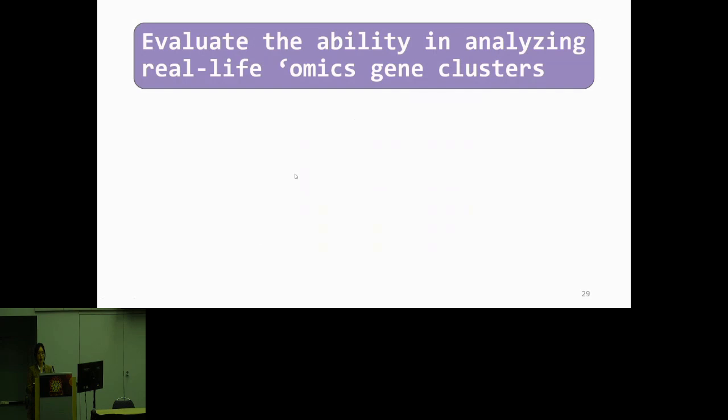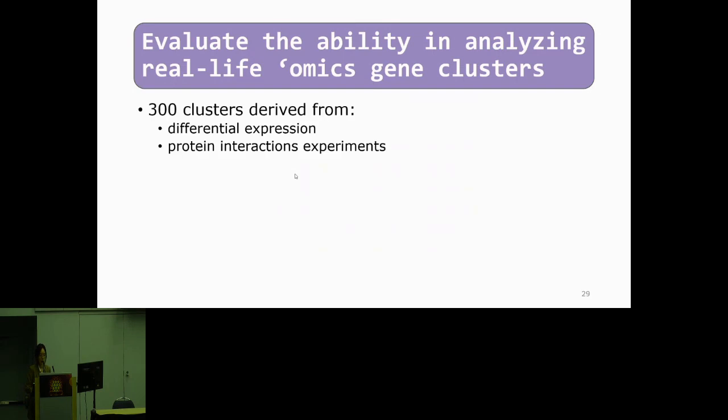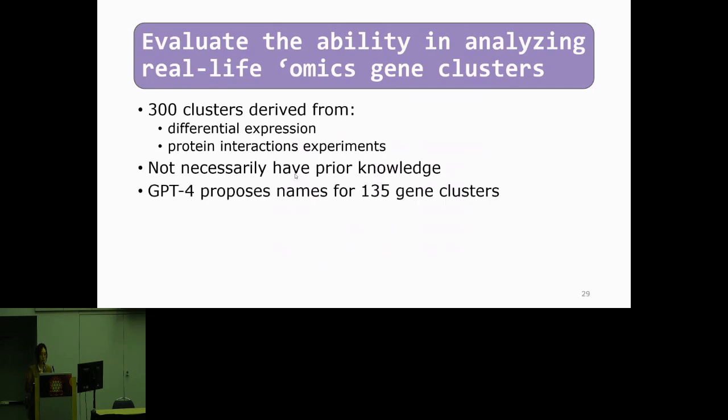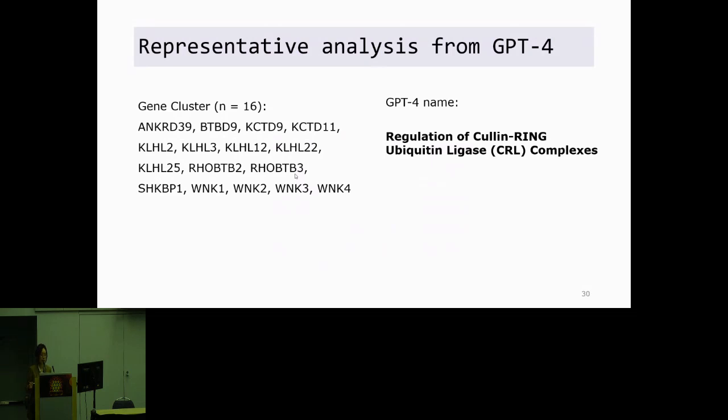So now we have shown that the LLMs can self-evaluate and they can recover known knowledge. We want to see how it applies in real life scenarios in the omics gene sets that we derive from experiments. So we take a pool of 300 gene sets that derive from differential expression and protein interaction experiments. This means that we do not guarantee there's prior knowledge of those gene sets. So we want to test how LLMs can perform in such more practical utility. So we saw that GPT-4 can propose names with confidence in 135 cases. And I want to bring your attention to its analysis of this example.